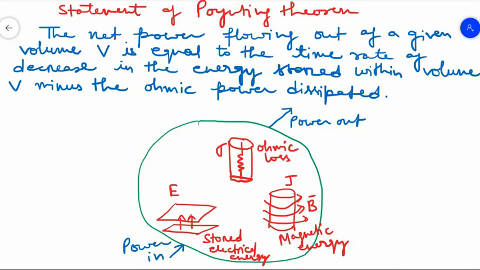Now see the statement: the net power flowing out of a given volume, that is power out, is equal to the time rate of decrease in the energy stored within volume V. Time rate of decrease means it is stored as electrical energy and magnetic energy, so slowly it is decreased. That's why we say time rate of decrease in energy stored within volume V, minus the ohmic power dissipated. So whatever power is in is utilized in storing electrical energy and magnetic energy, minus this ohmic loss, and whatever is left is your net power output. Okay, so this is the statement of this Poynting theorem.